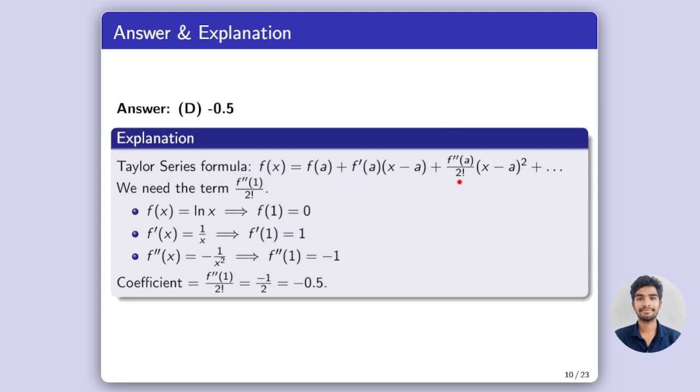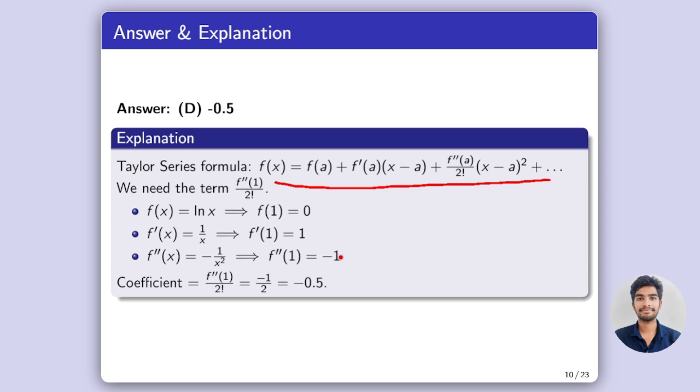So here observe that the Taylor series formula is f of x is equal to f of a plus f dash of a into (x minus a) and so on. In this, we need the term f double dash of 1 by 2 factorial. f of x is equal to ln of x, so f of 1 is equal to 0. The first derivative value is 1. After the second derivative, we got minus 1 as the value. It means the coefficient is minus 1 by 2 factorial. So the answer will be minus 0.5.